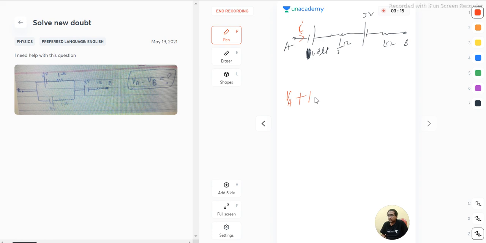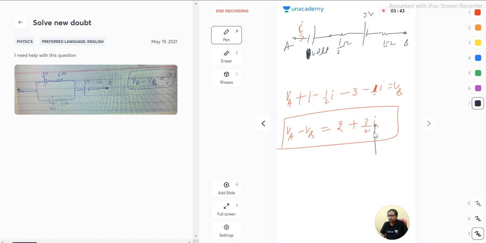So VA plus 1 minus half into I, and minus 3 minus, actually 1 into I is equal to VB. So from here I can write VA minus VB as minus 3 plus 1 is minus 2, when it goes here it becomes 2, and this is actually minus half, minus 1 is minus 3 by 2, when it comes here it becomes 3 by 2 times I. So this is the answer we have.